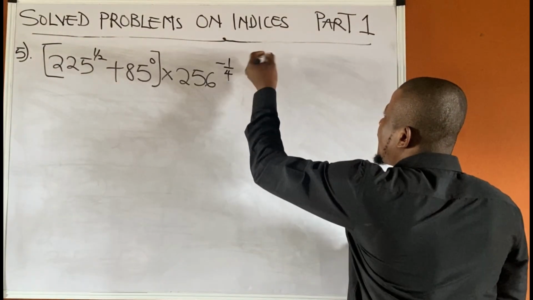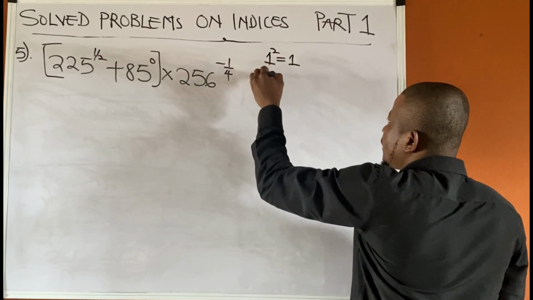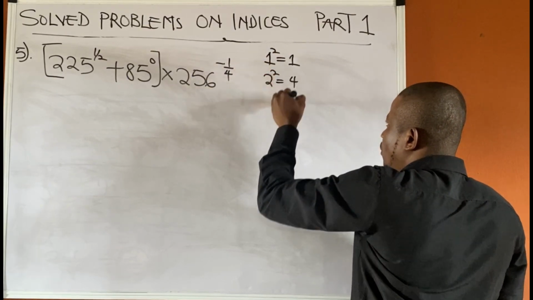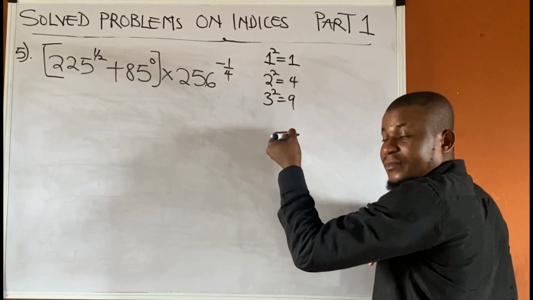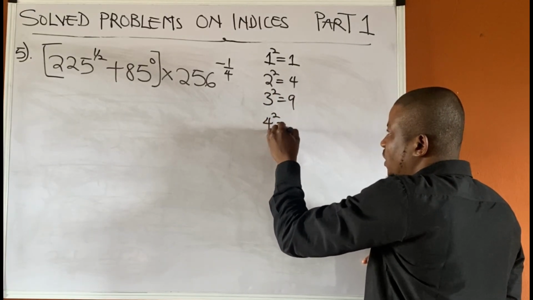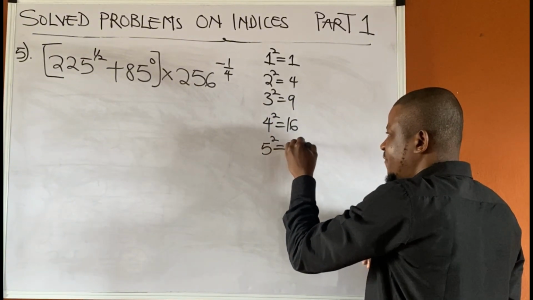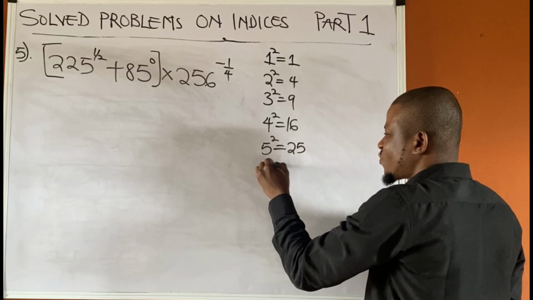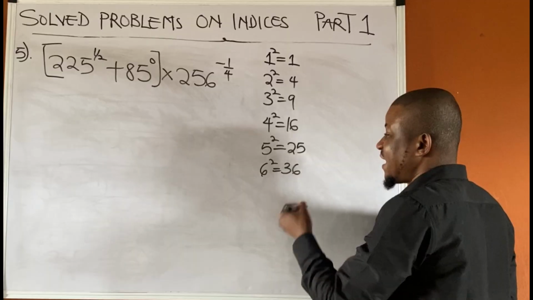Okay, so for perfect squares, let's start with 1 squared. 1 squared is 1, 2 squared is 4, right? 3 squared is 9, 4 squared is what? 16. 5 squared is 25, definitely. 6 squared is 36. Let's continue and see how far we can go.